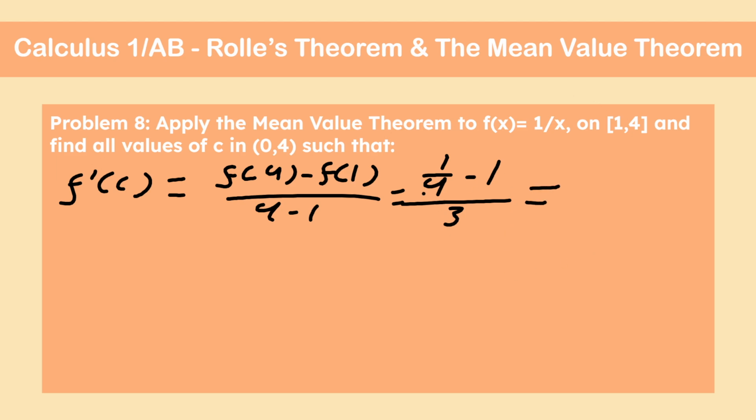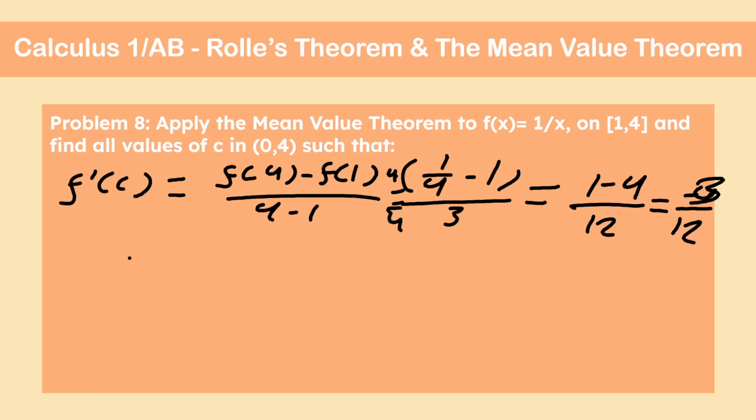Okay, so what I'm going to do now is multiply both sides by 4 on the denominator, so I can get rid of the fraction. So now I have 1 minus 4 over 12. And now we have the slope is negative 3 over 12, which will lead to negative 1 over 4. We're going to find f prime of c such that it equals negative 1 over 4.